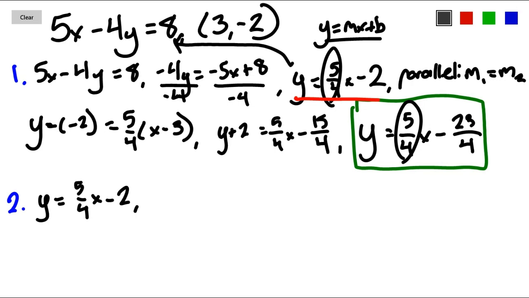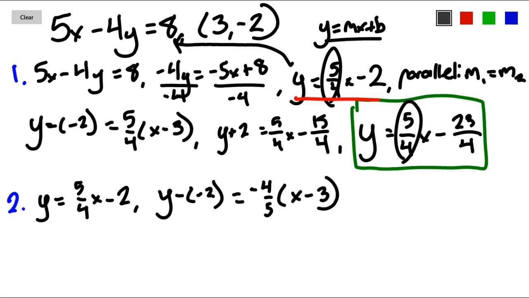So my next step in the procedure is to use the point-slope form. So I'll have y minus negative 2 again is equal to the negative reciprocal slope. So this is going to be negative 4 over 5 times x minus 3. The only thing we're changing in the procedure is the slope. And all you got to do is flip the fraction and then add a negative sign. That's the negative reciprocal. And then we solve for y again, just like we did in the last part.